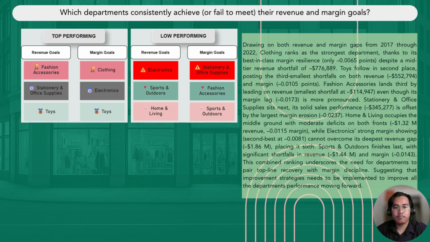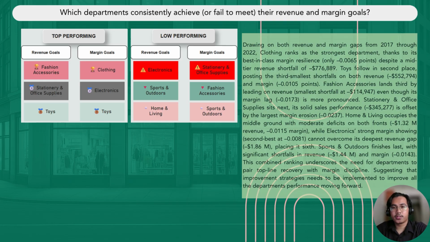We have concluded the best performing department ranking overall. At number 1, clothing department. Number 2, toys. 3, fashion accessories. 4th, stationery and office supplies. 5th, home and living. 6th, electronics. 7th, sports and outdoors.